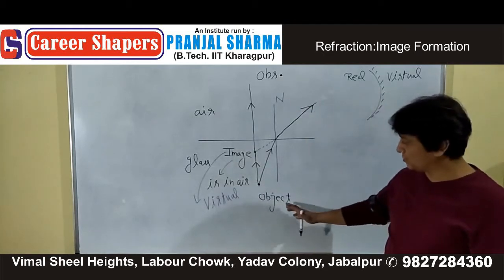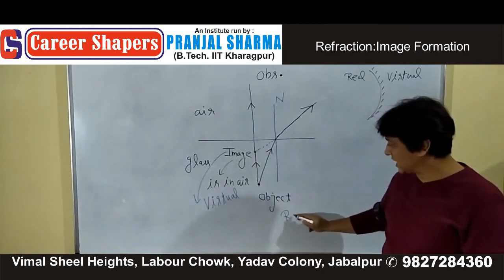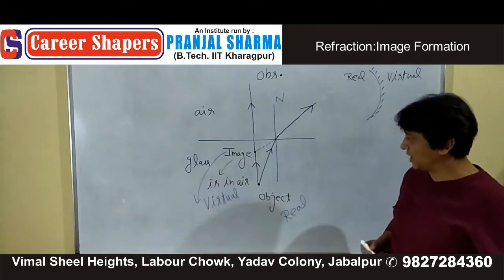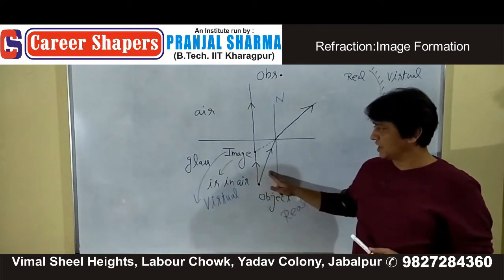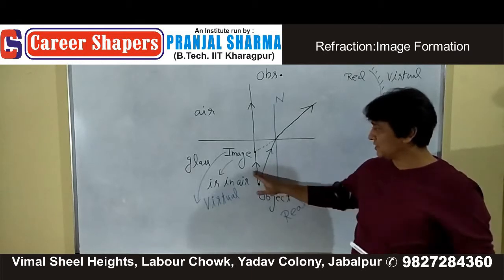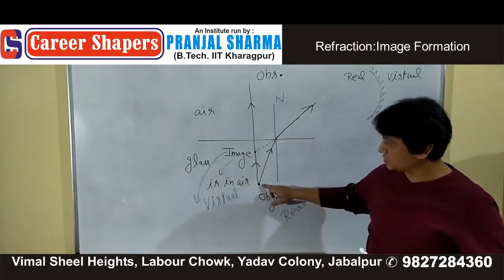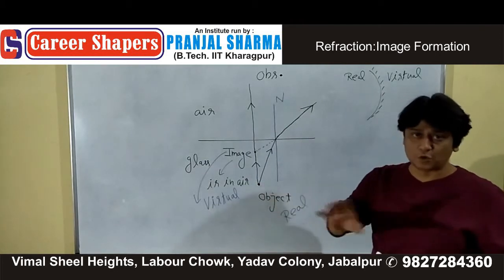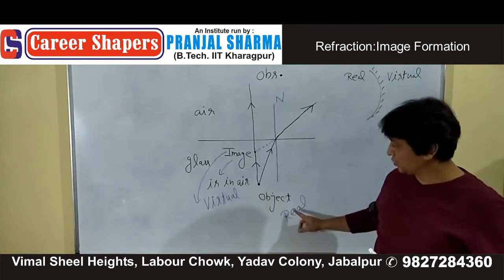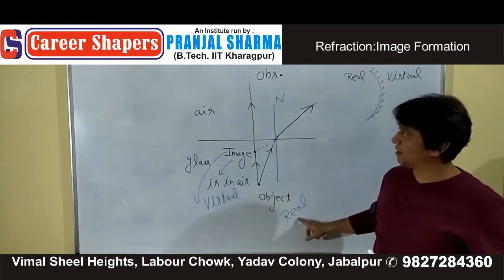As of now, this object is very much real. Why is it real? These are the two incident rays. You can see that these two incident rays are in glass, and their intersection also takes place in glass. There is no contradiction, and therefore this object is real.